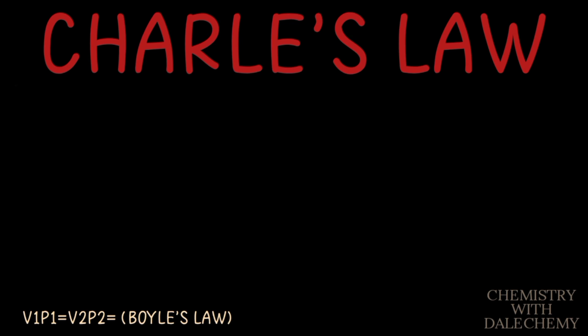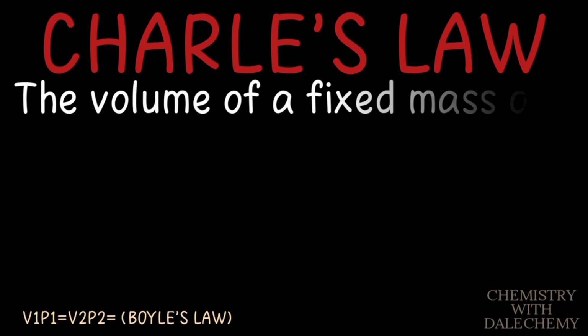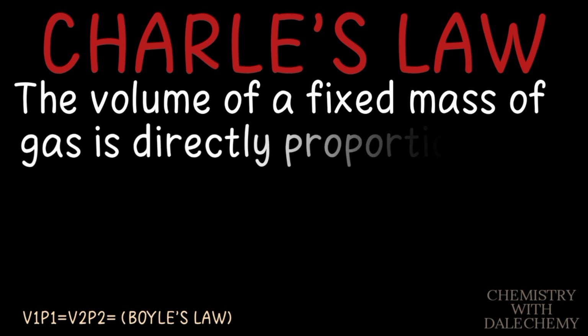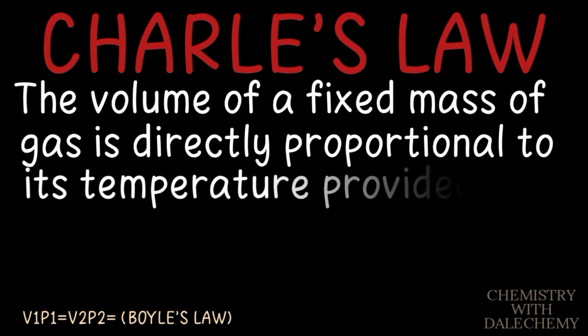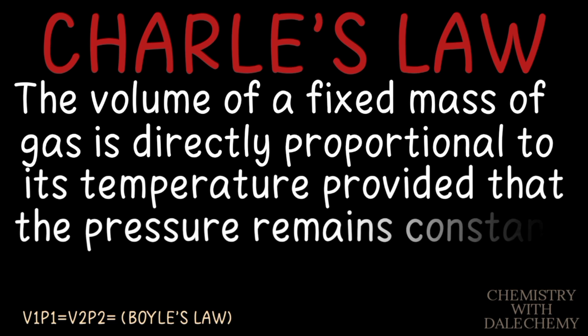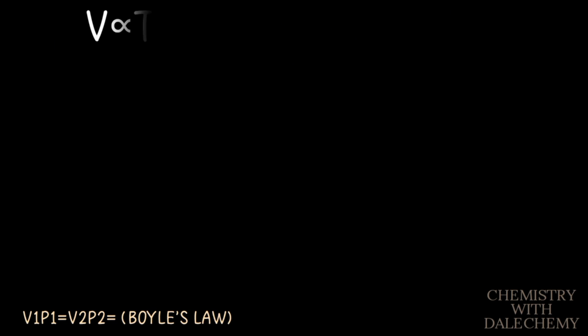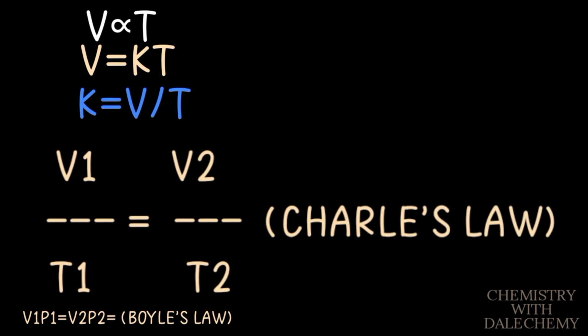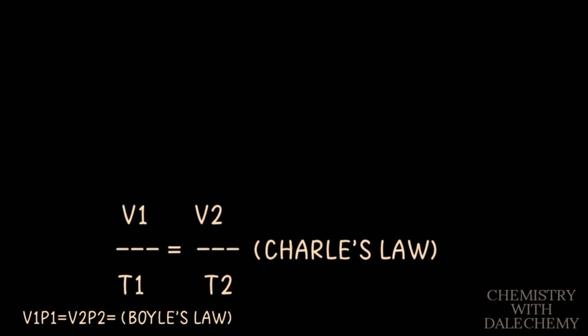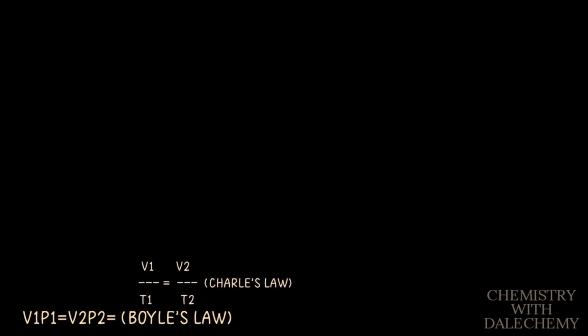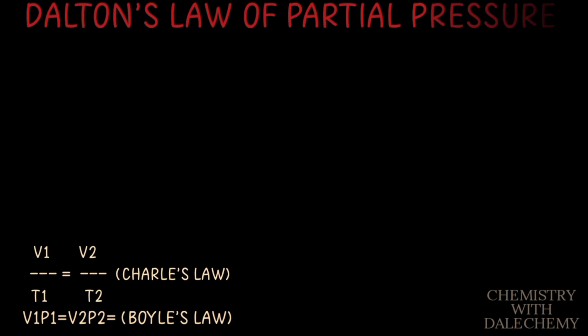So maybe you should just jot it down somewhere. The next one is Charles' law. And Charles' law states that the volume of a fixed mass of gas is directly proportional to its temperature, provided that the pressure remains constant. And the mathematical interpretation of this is V is directly proportional to T. Then V is equal to KT. Then K is equal to V over T. Then we have V1 over T1 is equal to V2 over T2. Jot that one down as well. So just note the second equation as well.